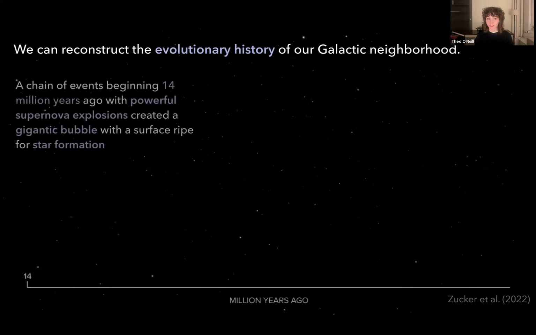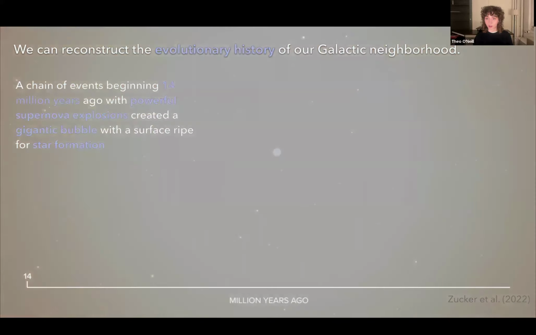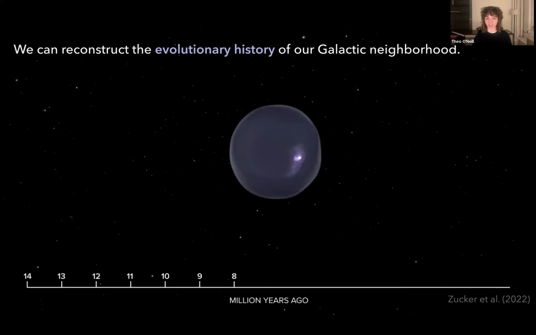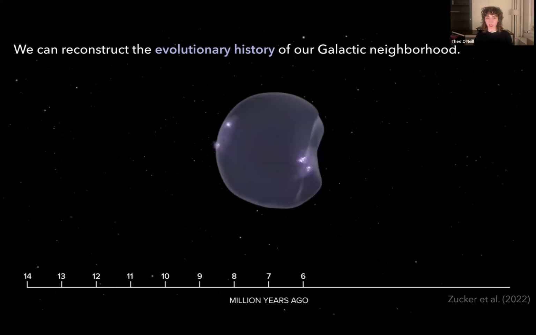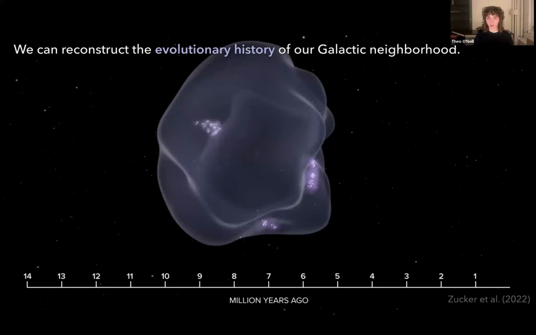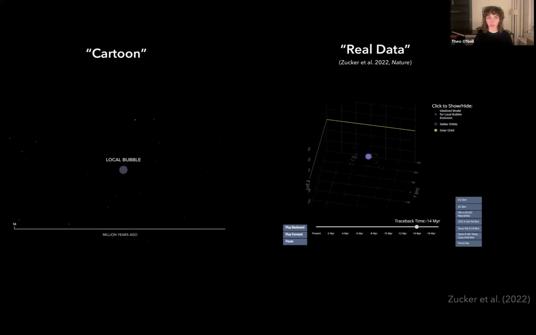And what she found is that about 14 million years ago, a cluster of about a dozen supernovae started to occur, which then, yes, this is a very dramatic cartoon, but started to carve out this shock wave, this bubble in our local interstellar medium. As this bubble expanded, it swept up the gas and dust in our early solar neighborhood and led to the formation of those new star-forming regions on its surface.